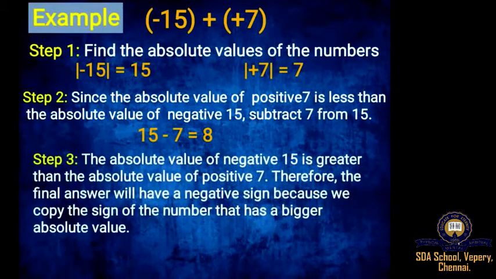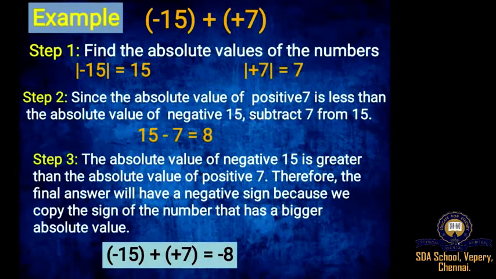Next, the absolute value of negative 15 is greater than the absolute value of positive 7. Therefore, the final answer will have a negative sign, because we copy the sign of the number that has the bigger absolute value. When you look at the two absolute values, 15 and 7, 15 is the greater, right? So what is the sign of 15? It is minus. So we copy the minus sign for the answer. So -15 plus 7 is equal to -8.